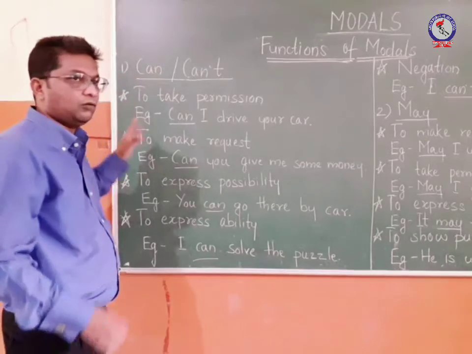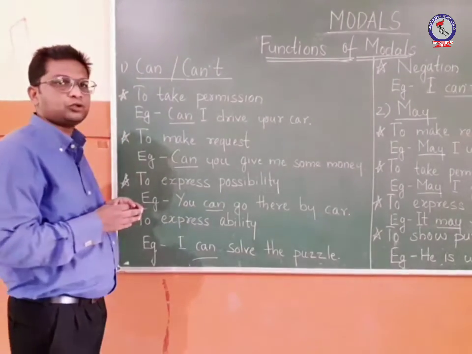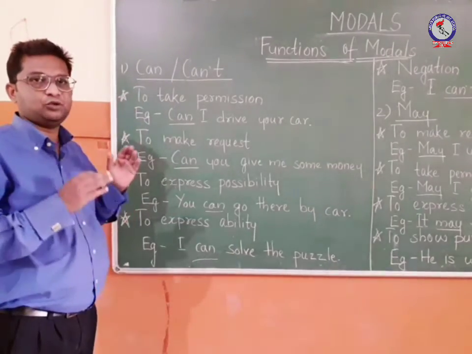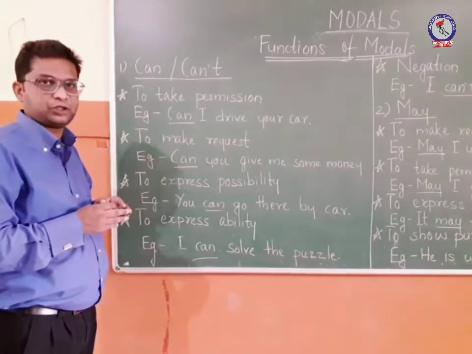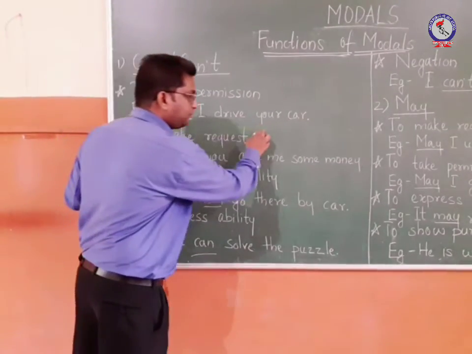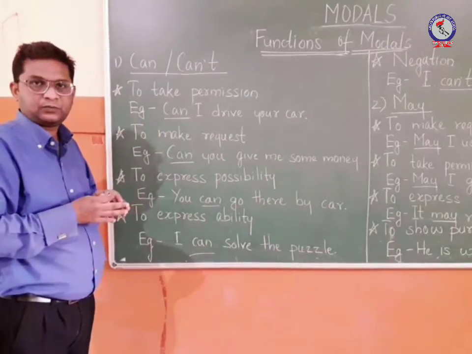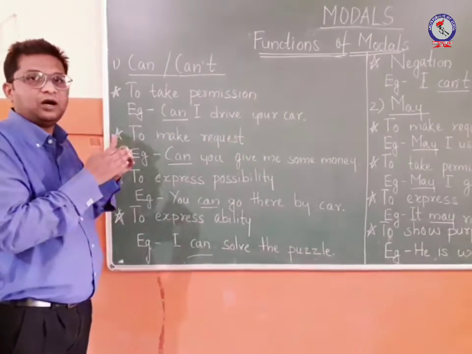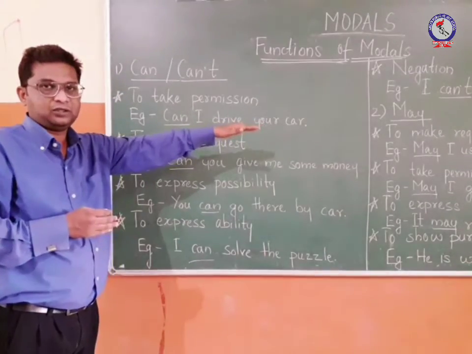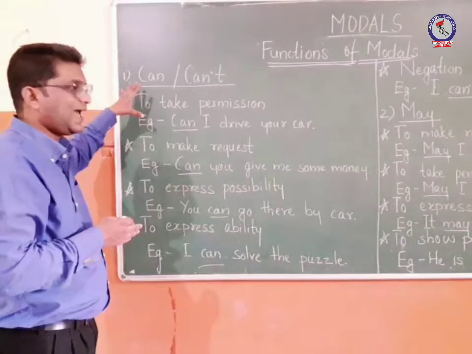Let us see when and how they are used. Can is used to take permission. For example, can I drive your car? This sentence is asking a permission. Can I drive your car? So whenever we seek permission, we will use can.